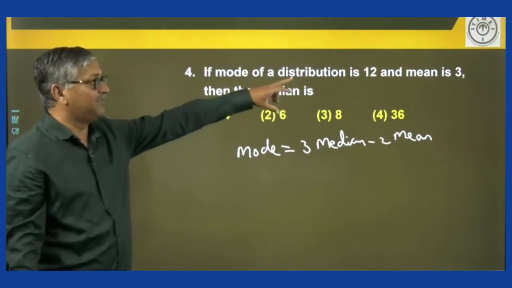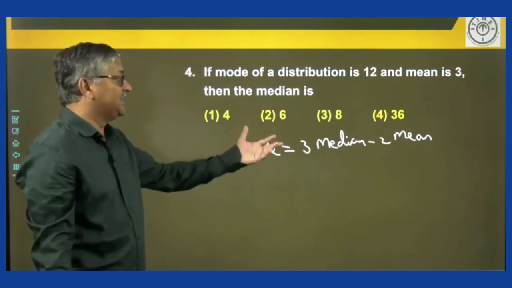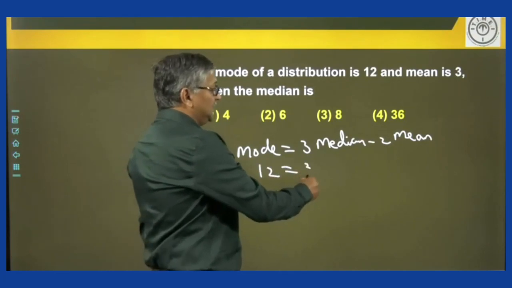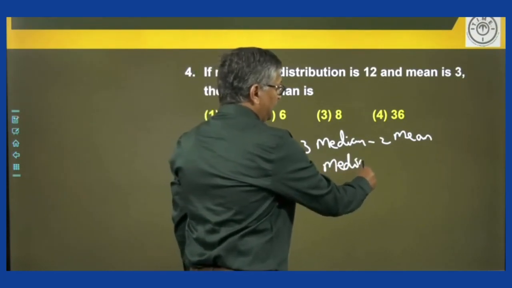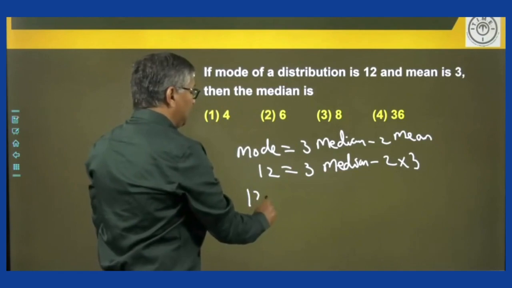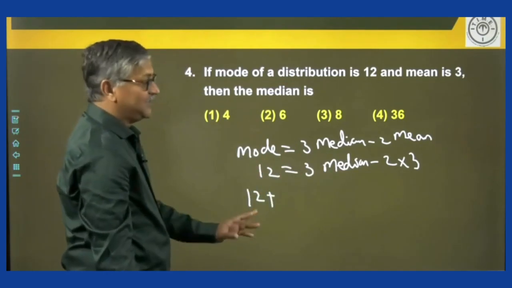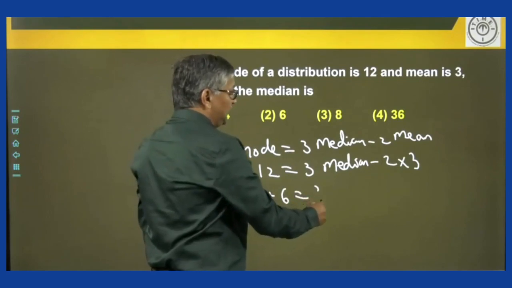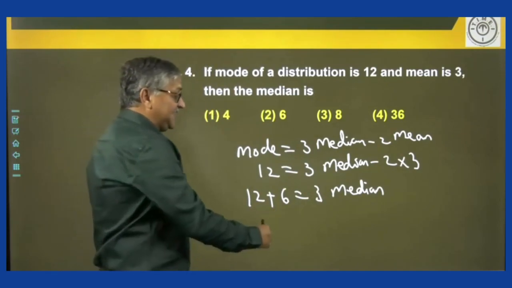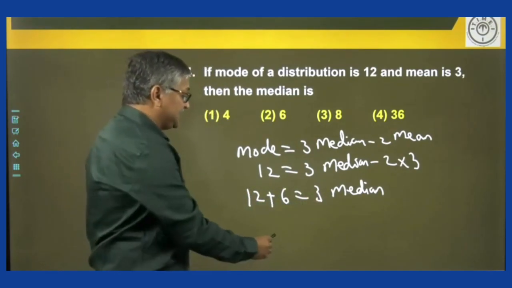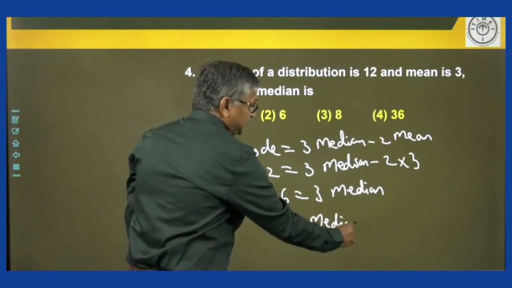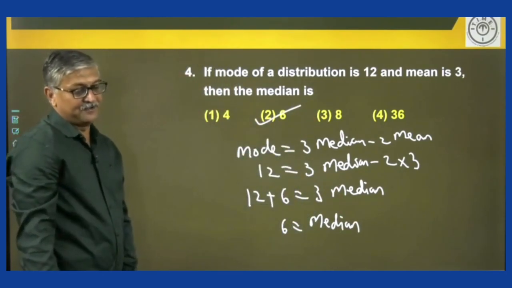They are given the mode of a distribution as 12, and the mean is given. What is the median? Simply substitute these values. So 12 is equal to 3 median minus 2 mean. Mean is 3. So 12, taking the minus 2 into 3 to this side, plus 6 is equal to 3 median. 12 plus 6 is 18. 18 by 3 is nothing but 6. So median is equal to 6. That is the second option.